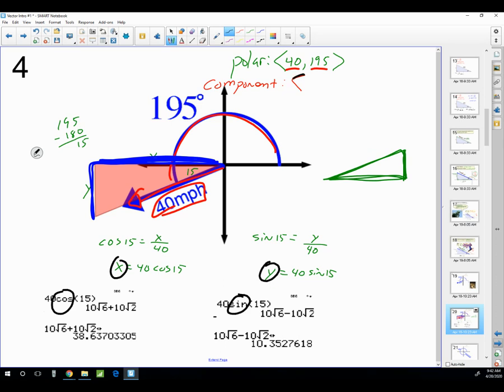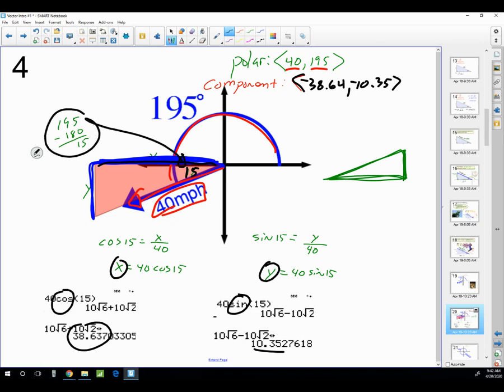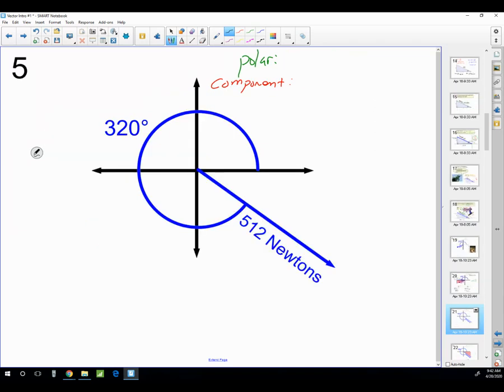All right, so let's write the component form: the x component is 38.64, and the y component is 10.35. And then we've got to understand that it's going left and down. Now, if you don't understand where that 15-degree angle came from, you need to contact me because we worked on that. All right, number 5.